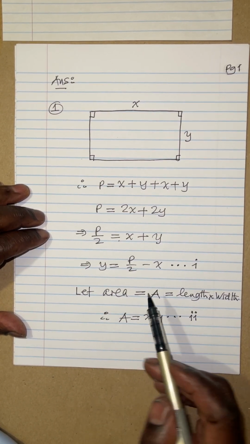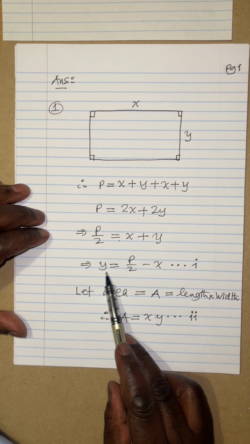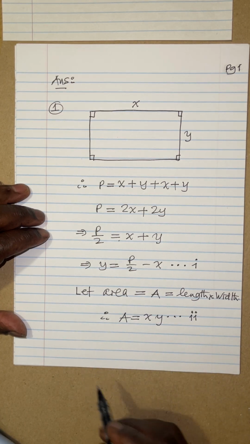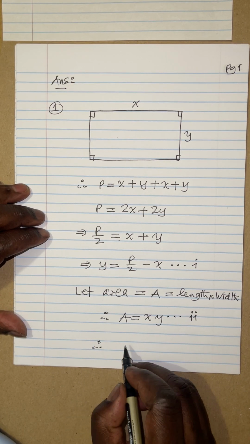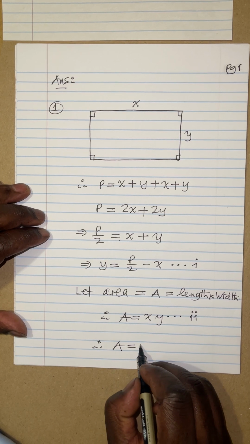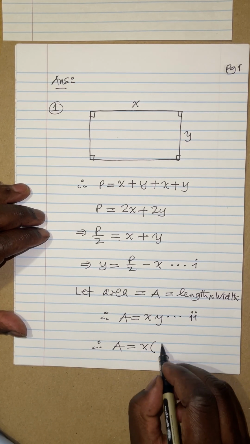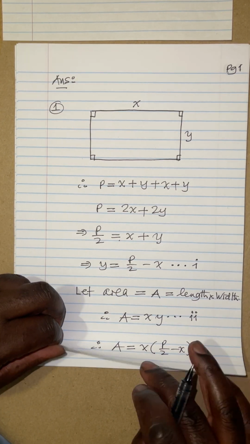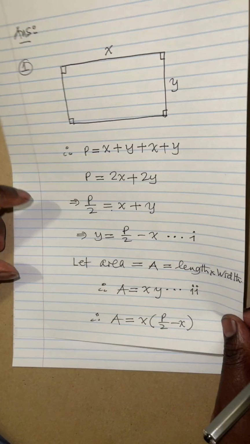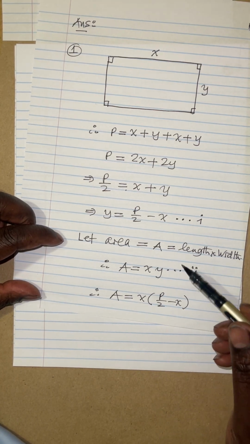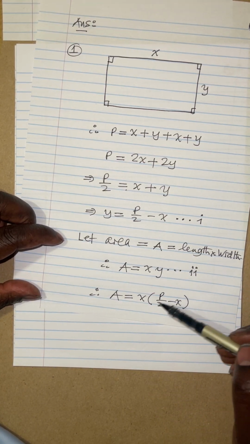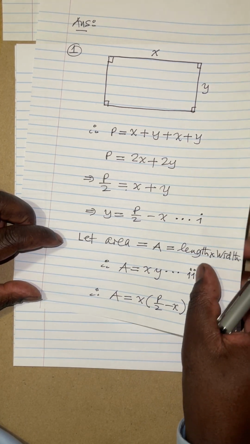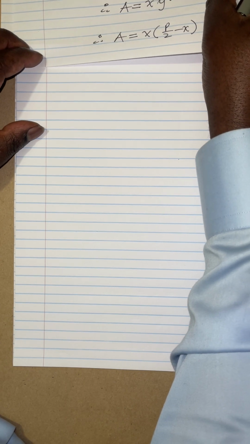We are told, at least from here, we can see that y equals p over 2 minus x. So I'm going to have to substitute this expression into that equation there. I'm going to say, therefore, A is equal to x, open brackets, what is y? y is p over 2 minus x. Now, let's go to page 2. We expand this expression here. Let me just say that from here to there, we are substituting 1 into 2 to get this one. Substitute that into the place of y to get this. Taking us to page 2, what are we saying now?